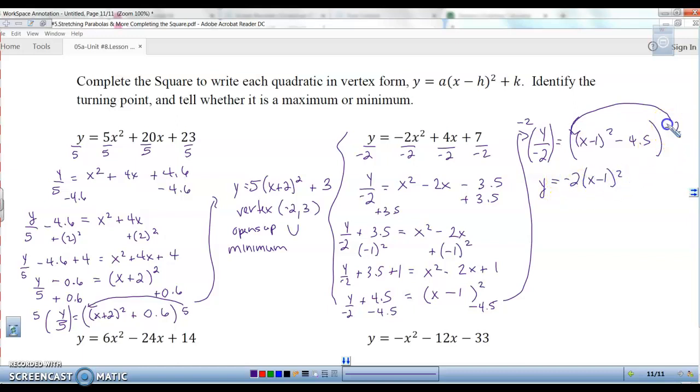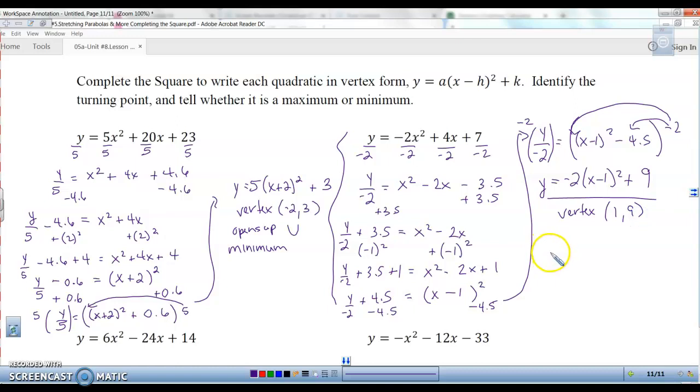And then negative 2 times negative 4.5, a negative times a negative is a positive, and 4.5 times 2 is 9. All right, so there is our equation that we have. So what's my vertex? The vertex is going to be opposite sign, same sign. So this one is minus 1, so this is actually going to be (1, 9).